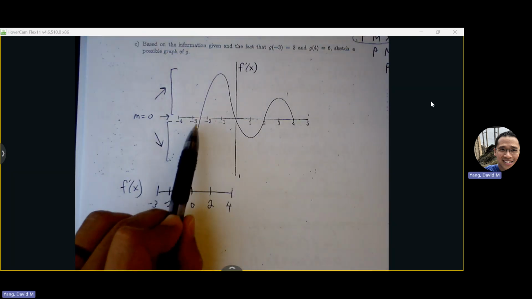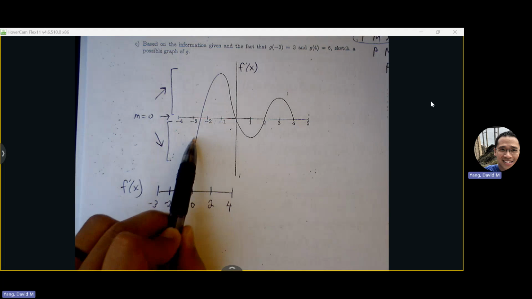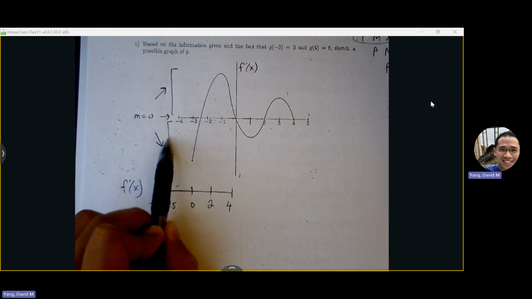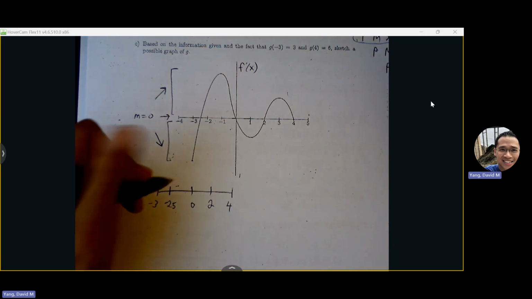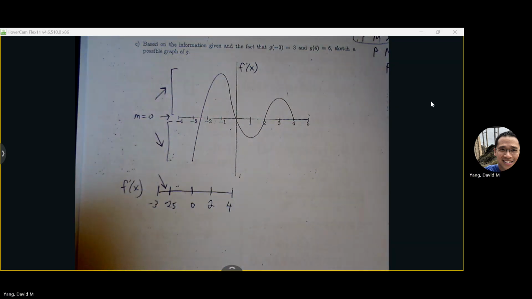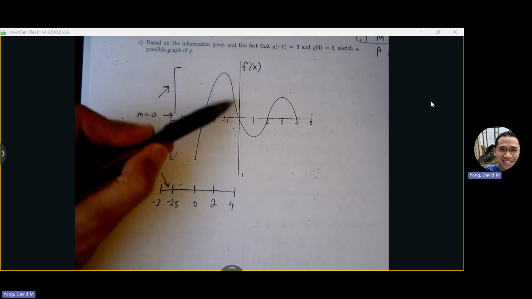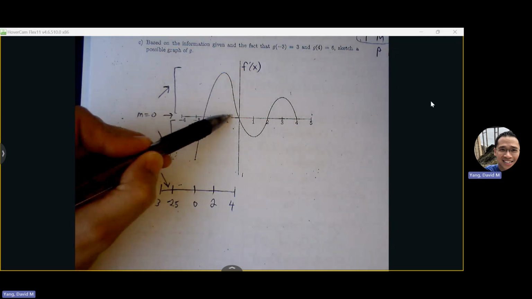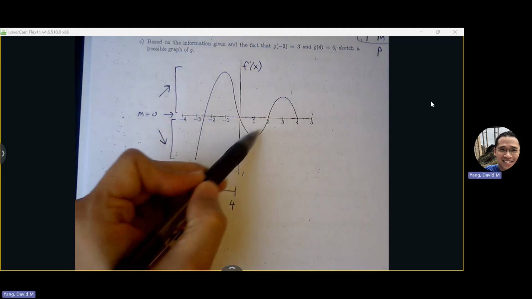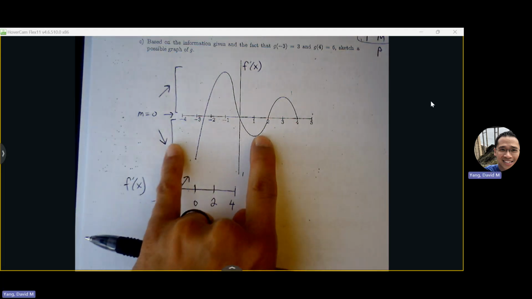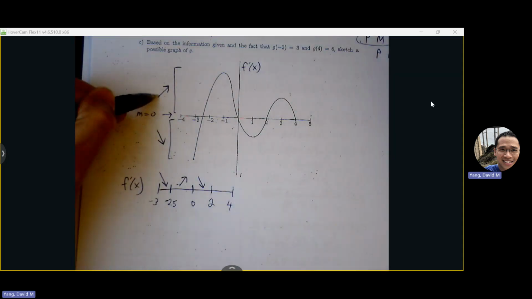Falling. Yeah, it looks like it's rising on the f prime side, but these are all different variations of negative slope. So we want to follow where the graph is located. It's below the x-axis, so you start off negative slope. Okay. Between -2.5 and 0, it's going to switch over to being above the x-axis. So we want that to be a positive slope. Between 0 and 2, below the x-axis, and then between 2 and 4 above the x-axis.